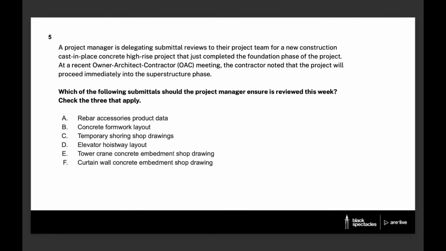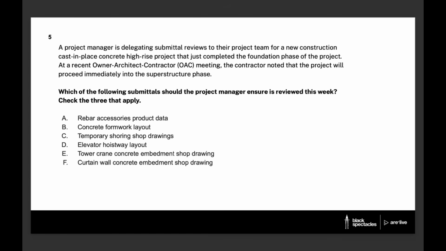embedment. Seems very similar to the previous answer, but this one is correct because these embedments are permanent and they're part of your project. These are how the curtain wall gets attached to the superstructure. You should have designed them during the design phases, and you'll want to review that they are in accordance with your design intent for the project.